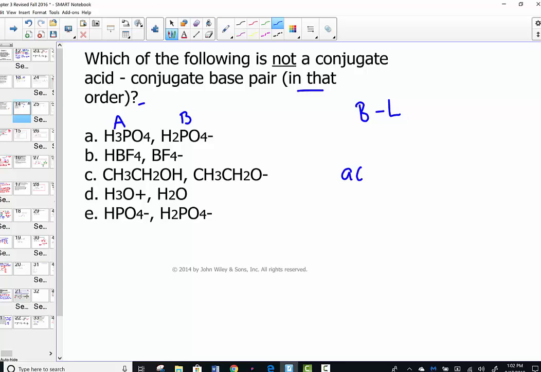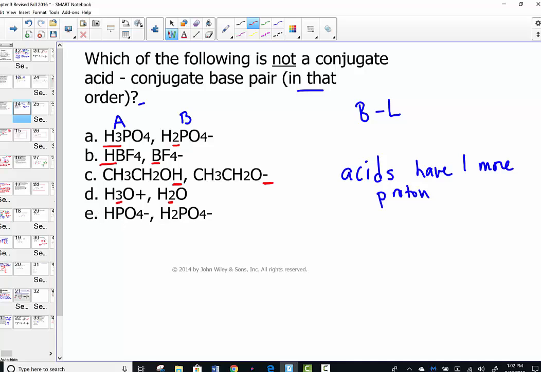And just to decide really quickly, remember this general rule: acids have one more proton than a base. Which one of them has more hydrogen? Which one has less? That's what we're trying to decide. H3PO4, H2PO4 negative. Yes, the acid has more hydrogen. That's good. Here is the same in letter B. The first one has more hydrogen. That follows the definition. Notice here, this is the acidic proton. It's been removed. Here is the hydrogen that's been removed.